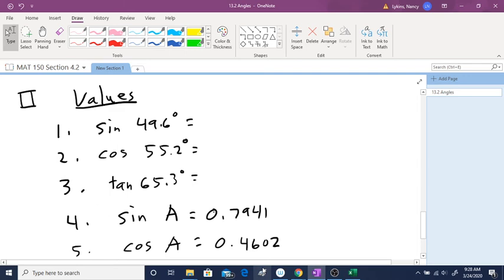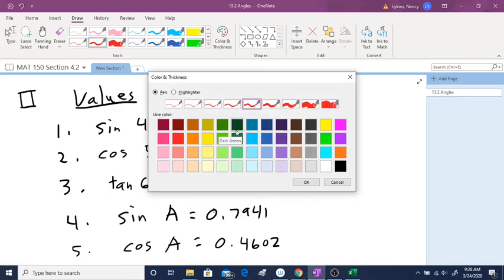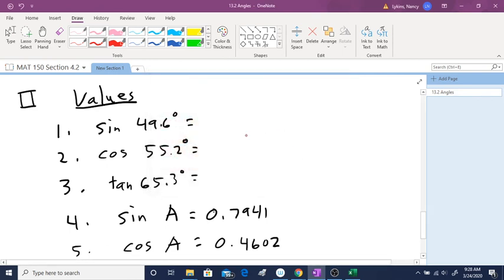Now, if you're given a degree, it doesn't matter what function you're using, I'm going to use every one of these functions. All you have to do is just type these in. Put in sine of 49.6, and you should get something like this. If you do cosine of 55.2, you should get something like this right here. Same thing with tangent.